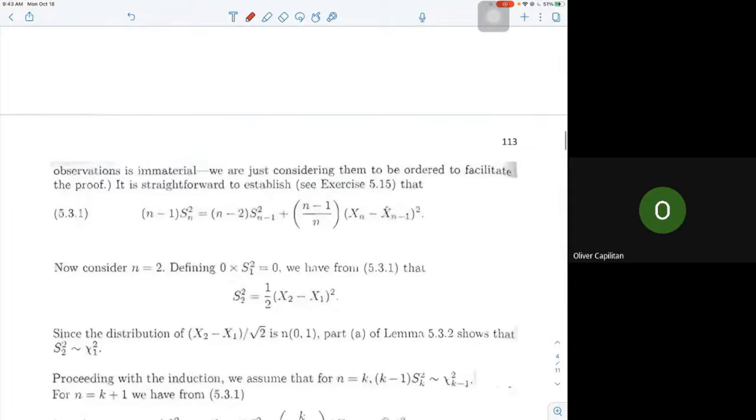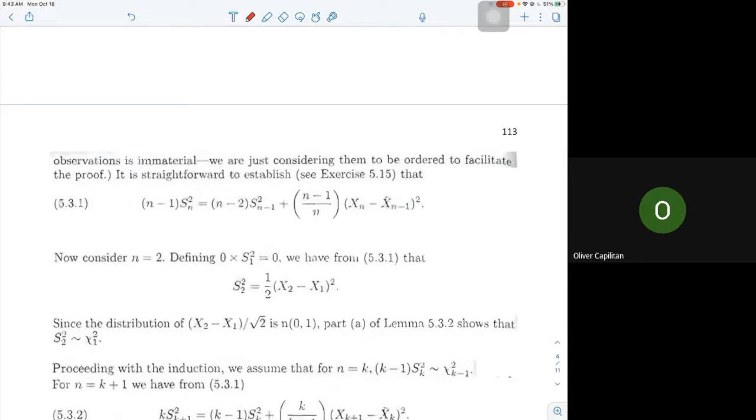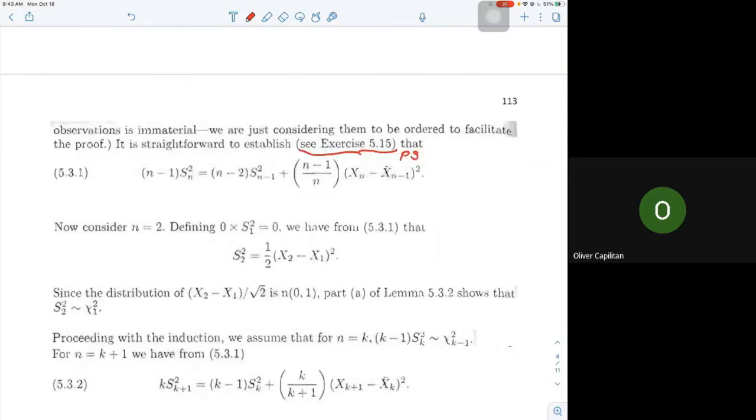It is straightforward to establish the equality in 5.3.1. It's easy to show that this equality is true. This is actually exercise 5.15, and I'm going to give this also as another problem in your problem set number 3. It's quite easy, just algebraic; you only need your knowledge of calculus as well as algebra.